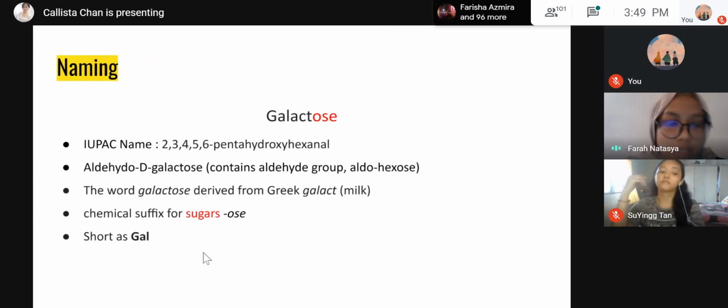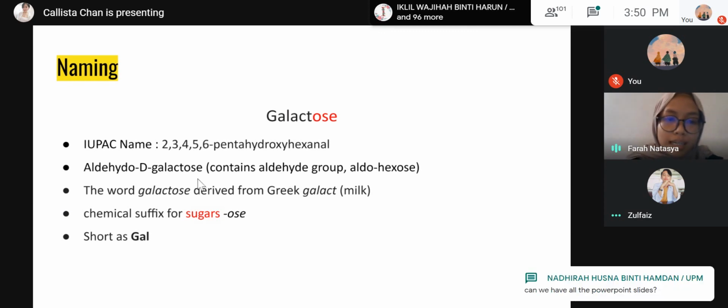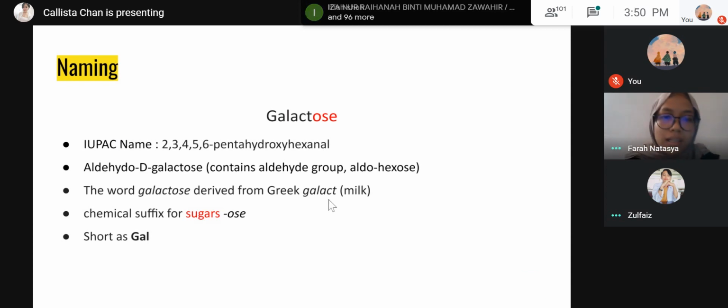Okay, so next is the naming for galactose. The galactose IUPAC name is 2,3,4,5,6-pentahydroxyhexanal, or we can call it aldehydo-D-galactose because it contains the aldehyde group, and also aldohexose because it has 6 carbons. The word galact from galactose means milk in Greek, while the ose indicates sugars, or in short we can call it gal.